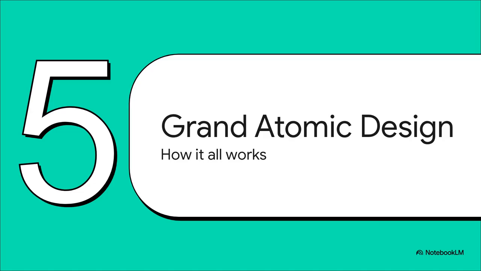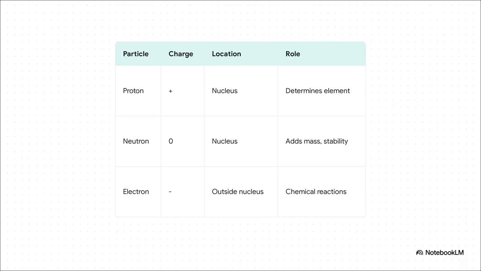So we've met our 3 particles, the proton that defines everything, the heavy neutron, and the superactive electron. Now let's put it all together and just admire the beautiful balanced system they create. This table just lays it all out so perfectly. In the nucleus, you have the positive proton setting the element's identity, right next to the neutral neutron providing mass and stability. Then, way out on the outside, you have the negative electron driving all the chemical action. It's really a perfect division of labor.